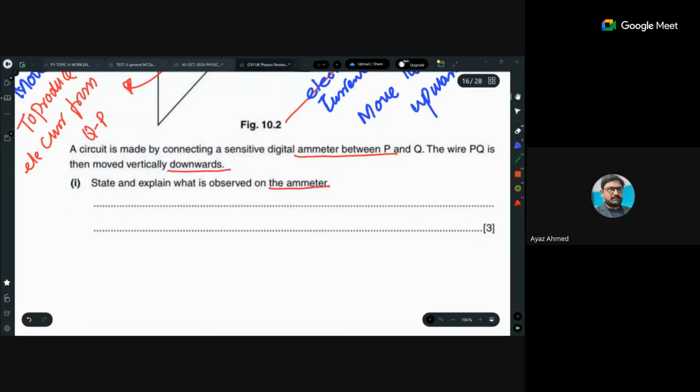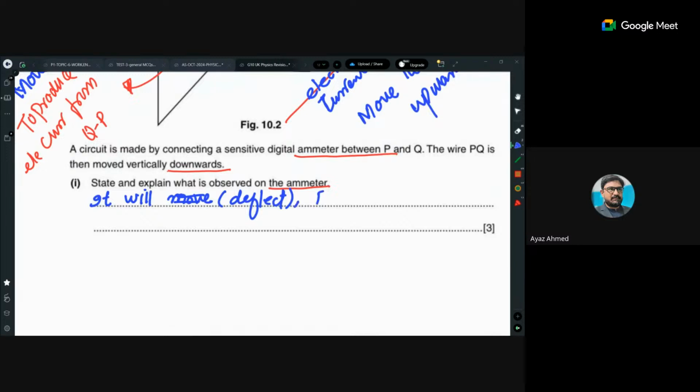What is happening? It will move or accelerate. Sorry. There would be a deflection on the emitter, or there will be a fluctuation on the emitter. Instead of move, just write deflect. What will happen on the emitter? The emitter will have a deflection.